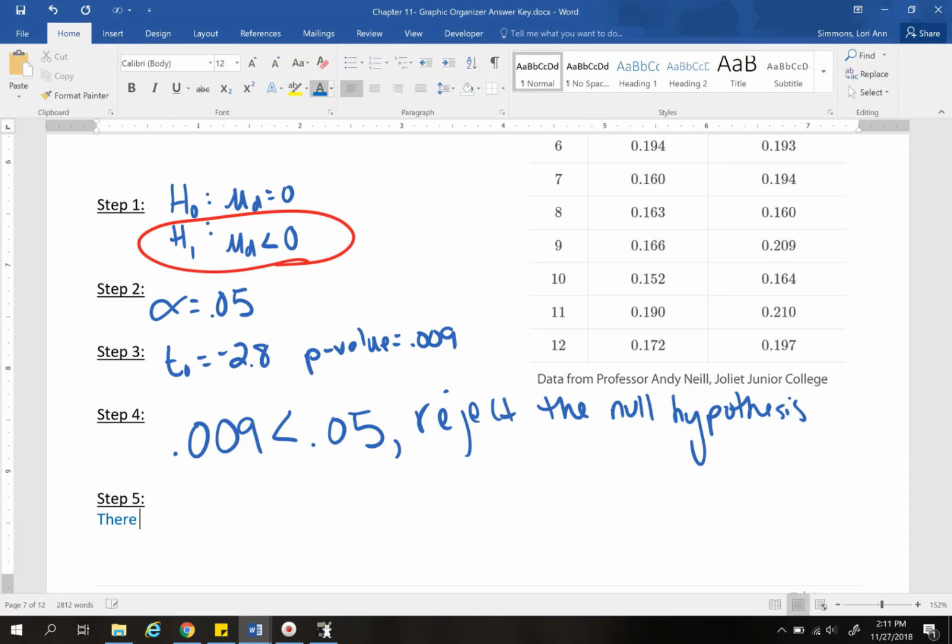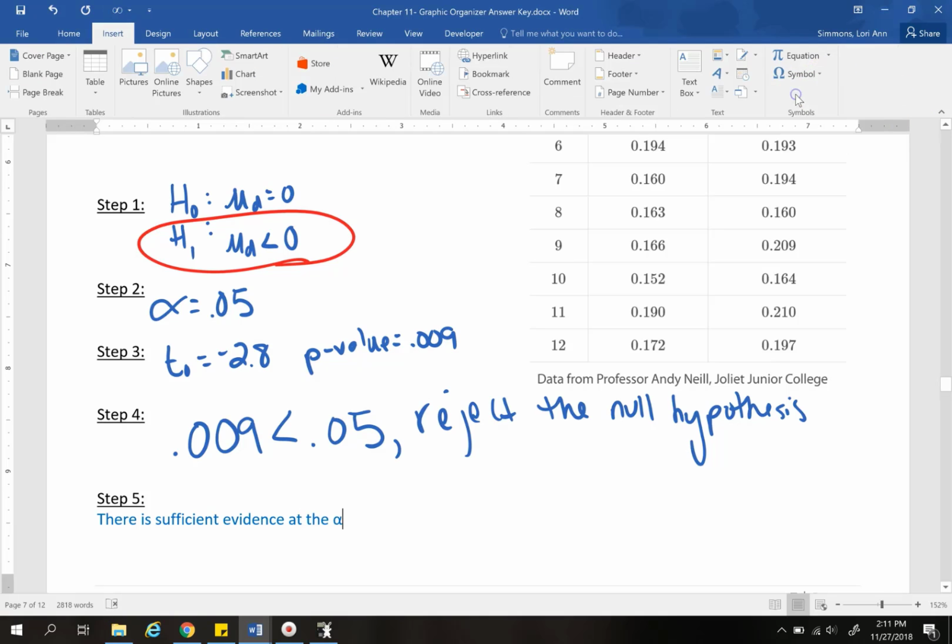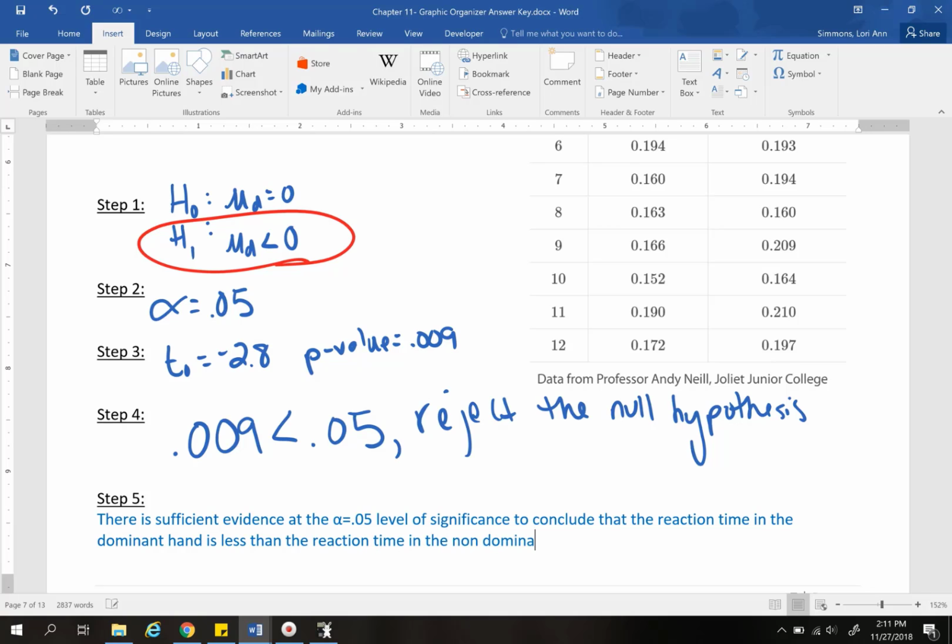We can say there is sufficient evidence at the alpha equals 0.05 level of significance to conclude that the reaction time in the dominant hand is less than the reaction time in the non-dominant hand.